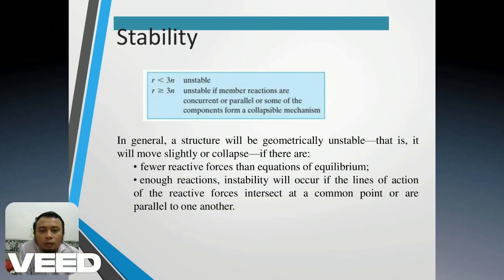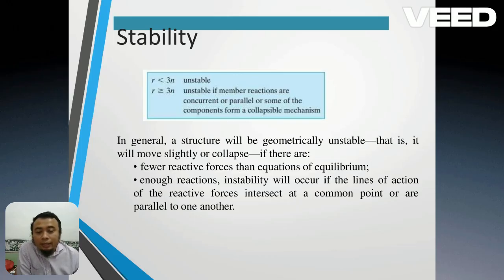So next, we're going to talk about stability. Before this, we talked about determinacy, which is R equal to 3n. R less than 3n will be unstable because you have fewer reactions than three times the members. It becomes unstable because the support is not enough.